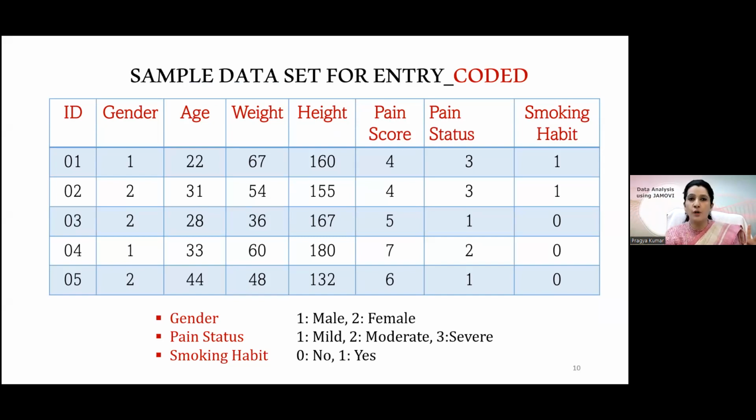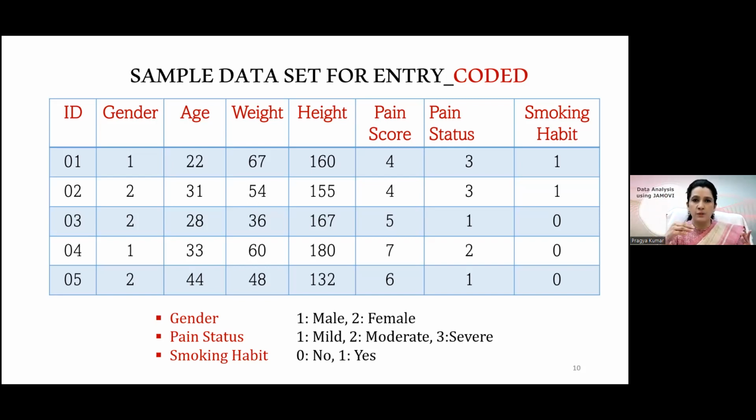And in JAMOVI also, we'll see in the correlation, if you don't have coded data, you cannot run correlation, right? So that's why we encourage coded data entry. And you should have a separate code book.